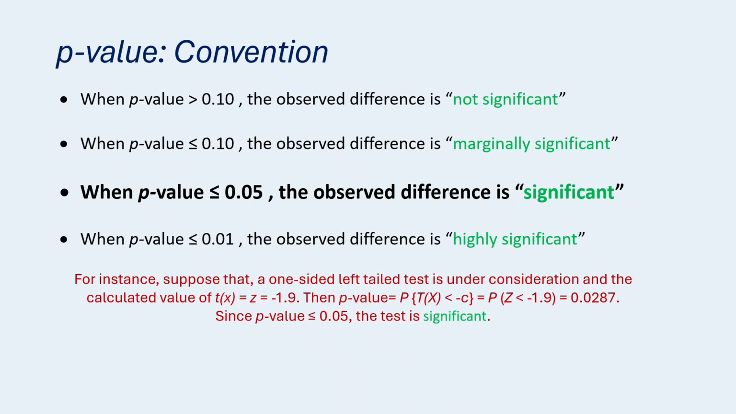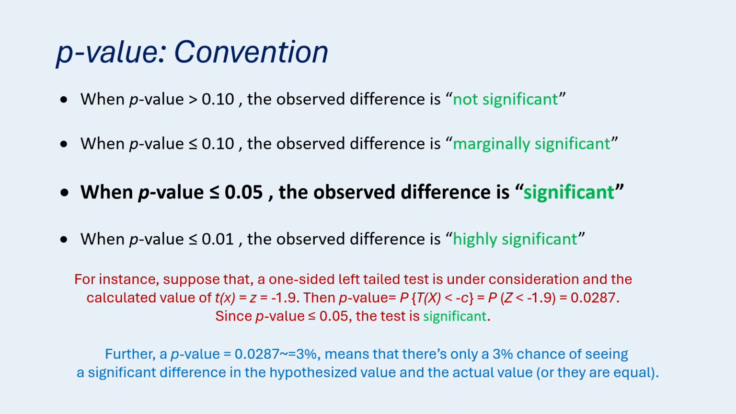So for instance, suppose we have the one-sided test, a left tail test, and that set value is coming out to be minus 1.9, and the p-value is given as 0.0287, which you can get by comparing the normal distribution table. So you can see that p-value 0.0287 is much less than 0.05, so we can say that the test is significant. That means there is only a 3% chance of seeing a significant difference in the hypothesized value and the actual value. That means they are equal. So that's how you interpret the value.